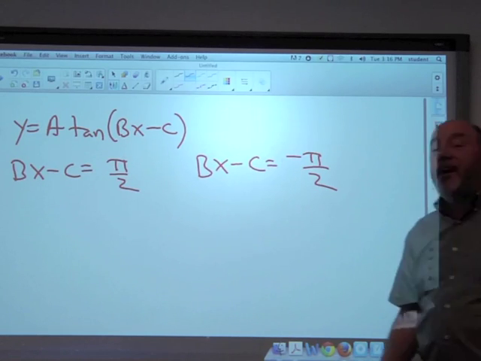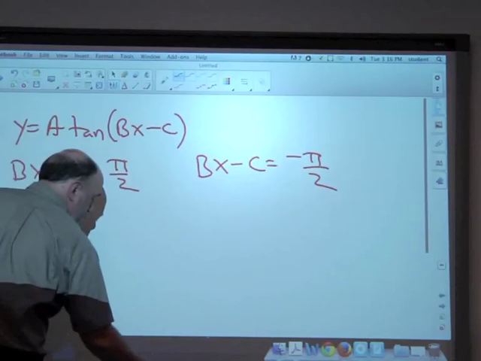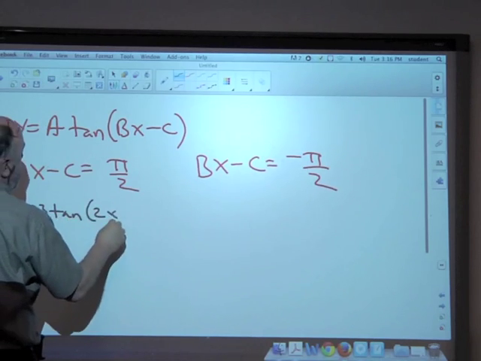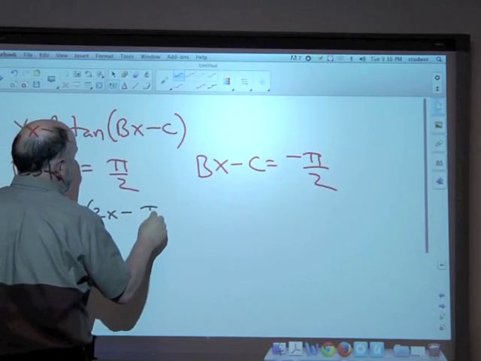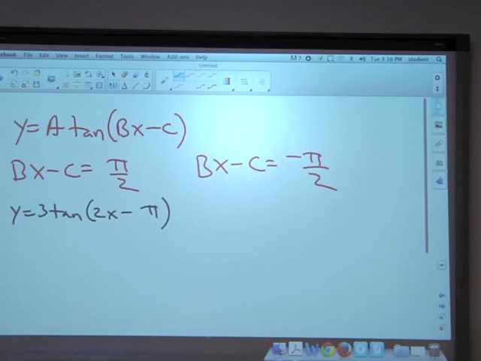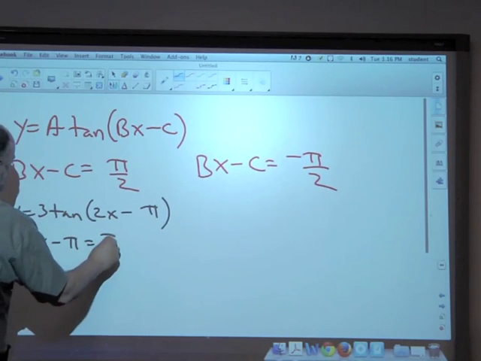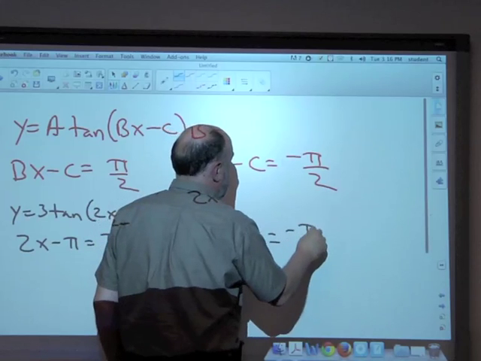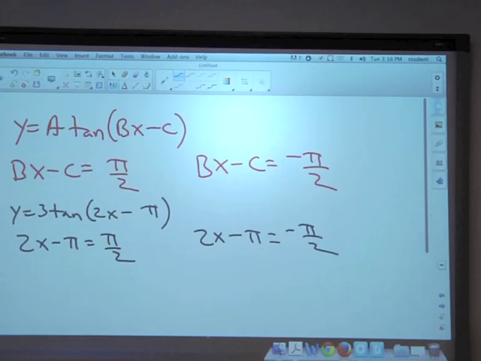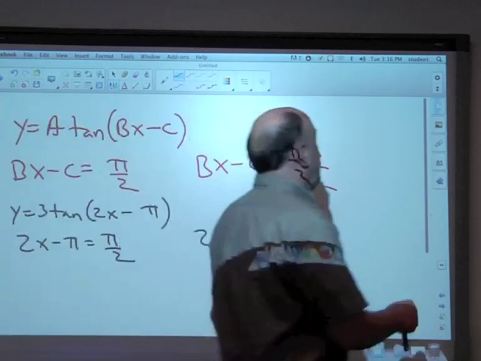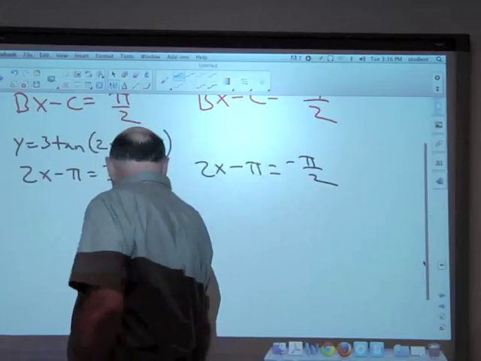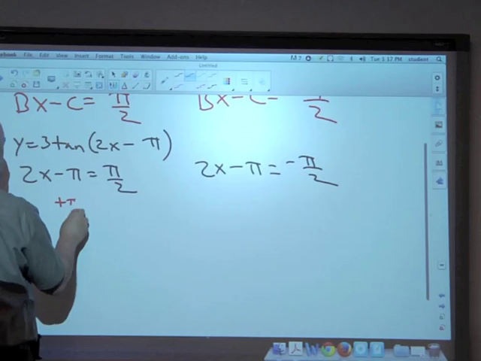So, for example, if I have y equals 3 tangent, let's see, 2x minus 1. So what I do is take the part in parentheses, set it equal to pi over 2, and set it equal to negative pi over 2. And we want to take those two equations and solve each one of those for x. Well, what's the opposite of subtracting? Adding. So we're going to add pi.